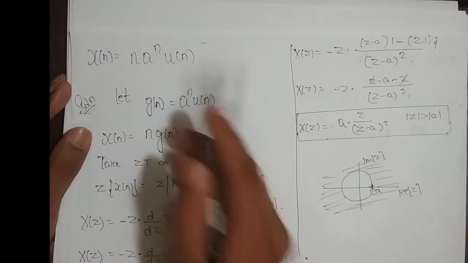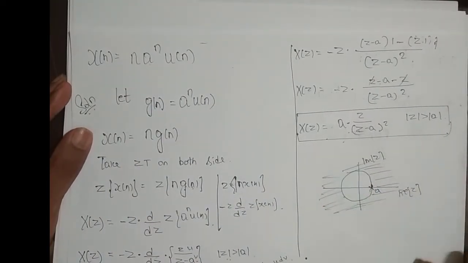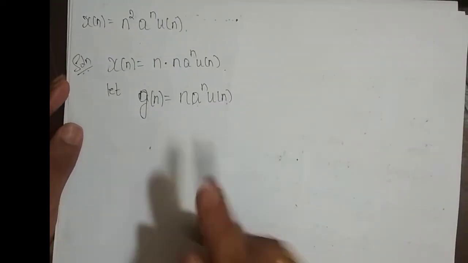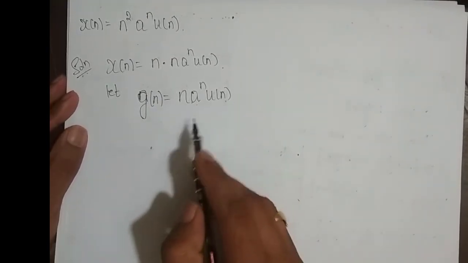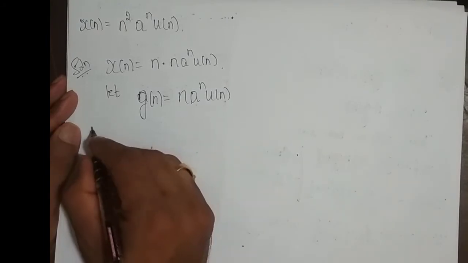And this is nothing but our previous problem, right? What was the previous problem? It is n times a power n u of n. So I know the result, so I can directly apply it here. If you don't know, then you have to solve it again and apply it here.